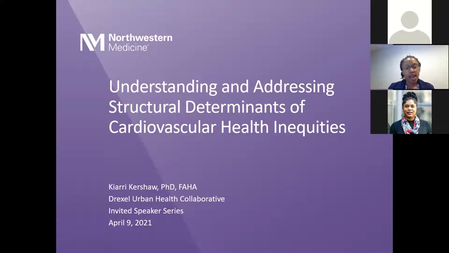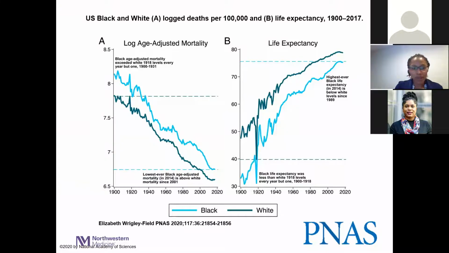And then I'll switch gears for the second half of the talk to talk more about addressing structural determinants. This is more of an exploration of the ways that all of us as researchers can adopt a racial and ethnic equity perspective in the research that we do. So starting on the understanding part.